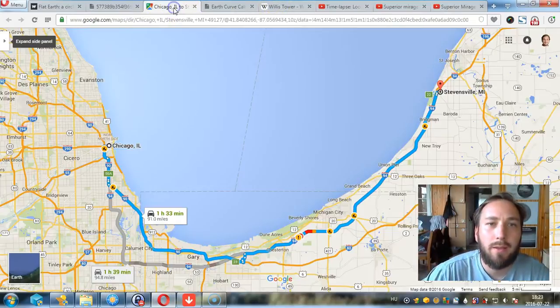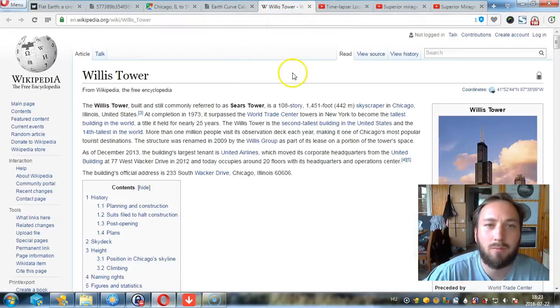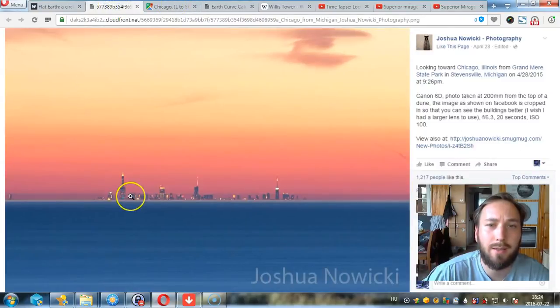Now, in Chicago, in this picture, the Willis Tower, okay, the Willis Tower is 1,458 feet or 442 meters. So by that, this should be already under the curvature. You shouldn't see it, but clearly we can see it. How come? Well, it turns out that the Earth is flat.